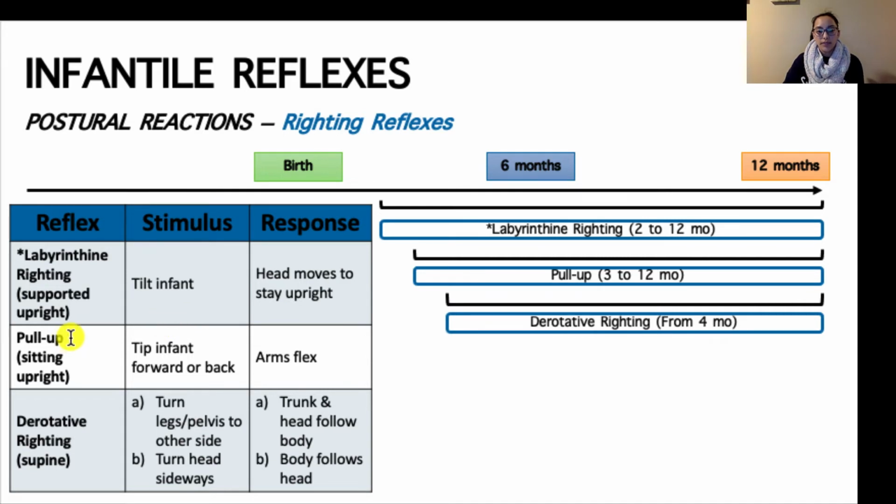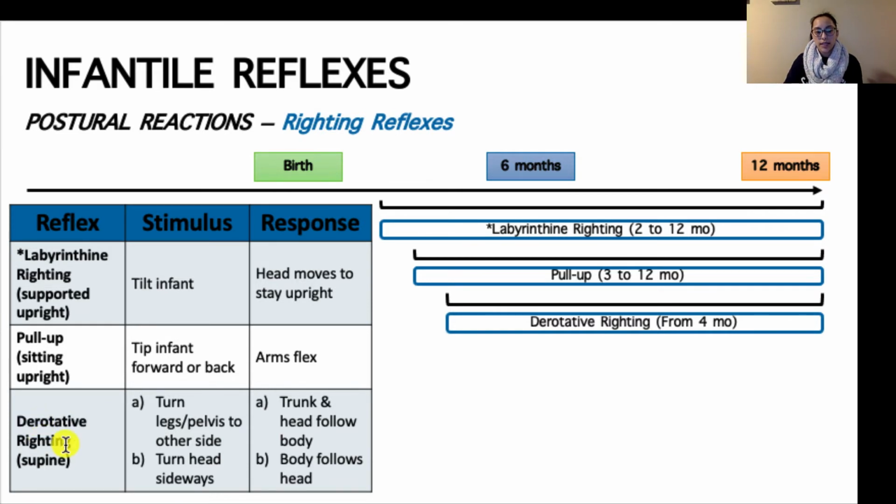The pull-up reflex usually is done when they're sitting upright or in a supine position. What you would do is tip the infant forward or backwards, depending on where they're starting. And what you'll notice is that their arms flex. Usually they'll grab onto your fingers and then pull themselves towards you.